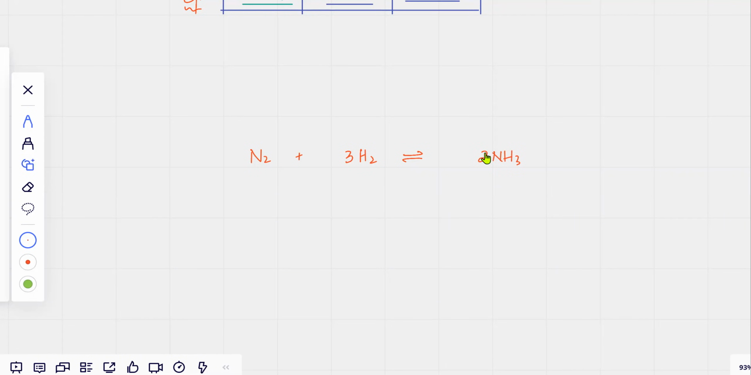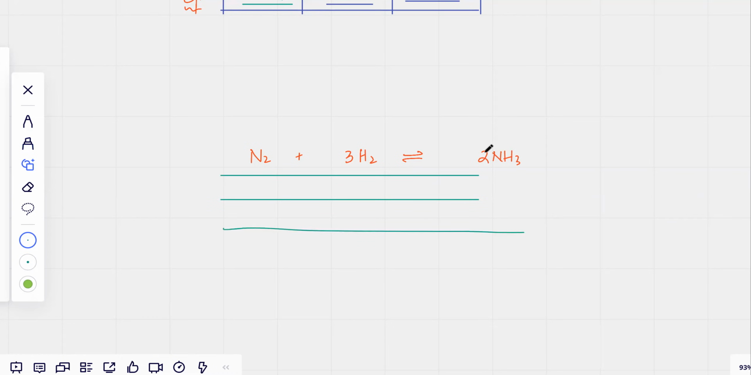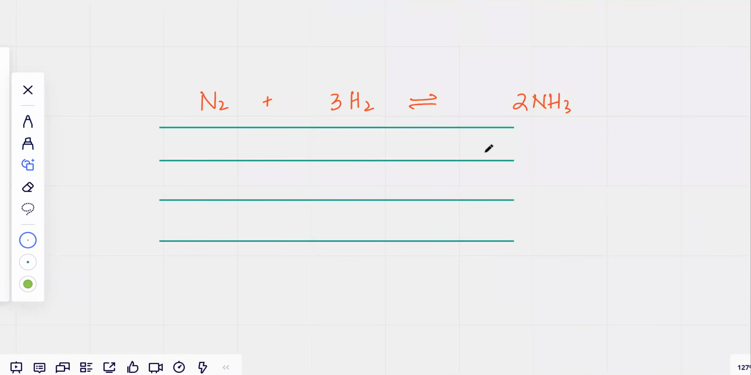Let's construct the table. Initially, you're going to add moles to the container. And just one second, let me.